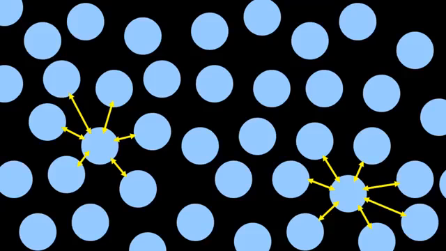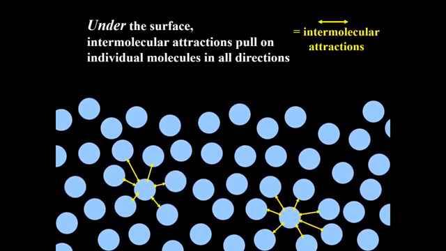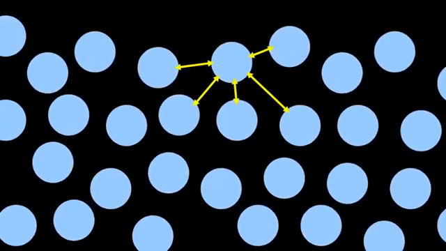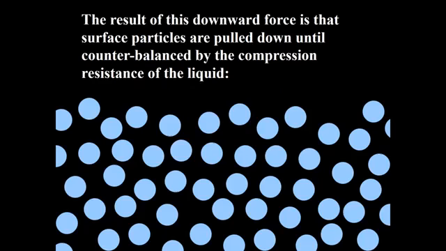First, let's look at intermolecular forces under the surface, where attractions of individual molecules pull on each other in all directions. At the surface, pull on the molecules is lateral and downward. There is negligible attraction above the molecules, and so the net force on surface molecules is downward. The result of this downward force is that surface particles are pulled down until counterbalanced by the compression resistance of the liquid.